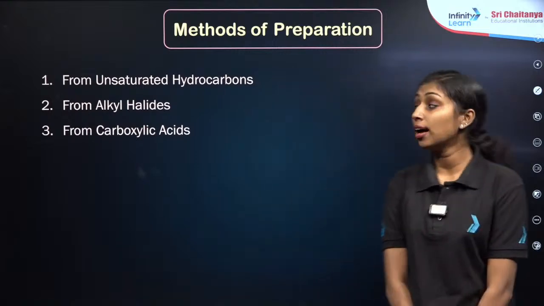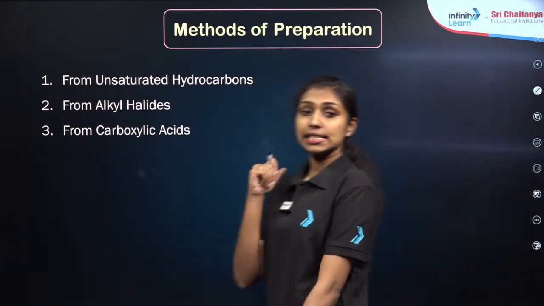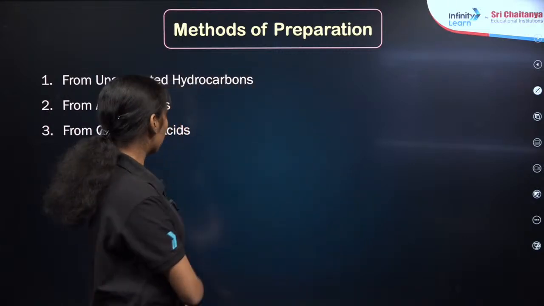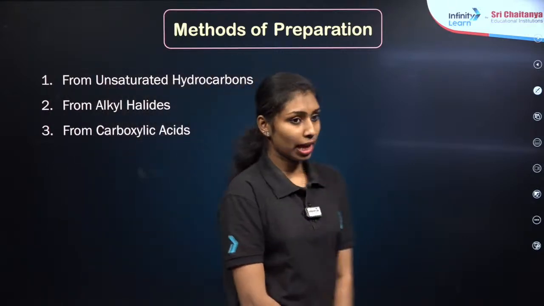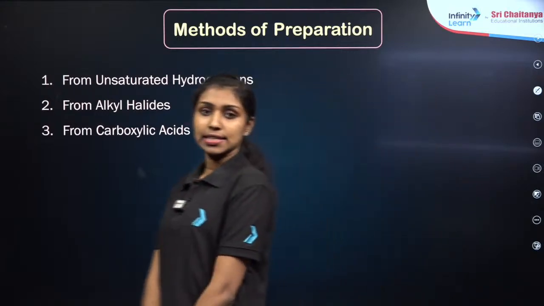First one, it is from the unsaturated hydrocarbons, right? If any compound contains a double bond or multiple bond, double bond or triple bond, such compounds are known as unsaturated hydrocarbons. From the unsaturated hydrocarbons, I can prepare the alkane. This is the first method.